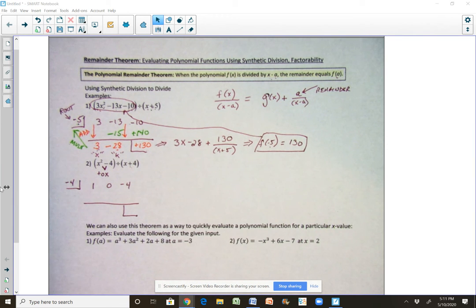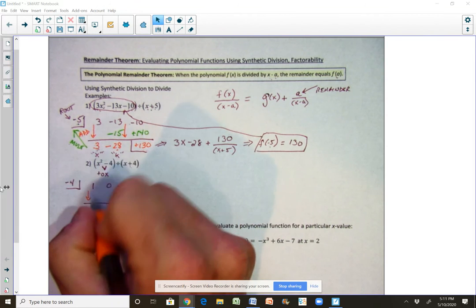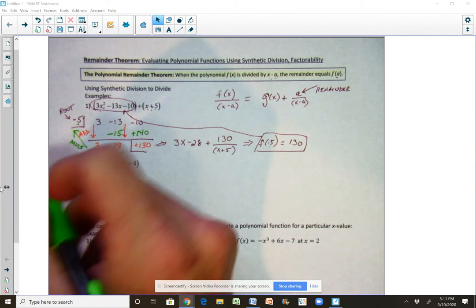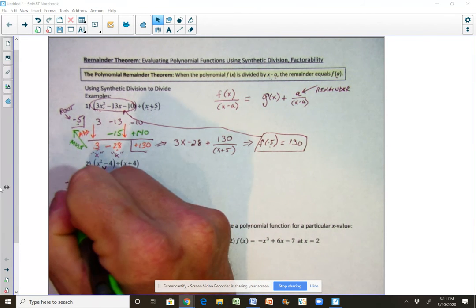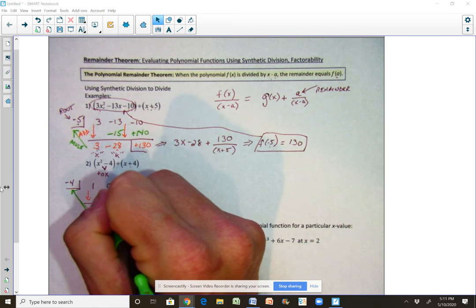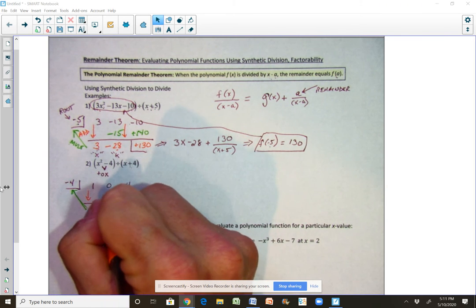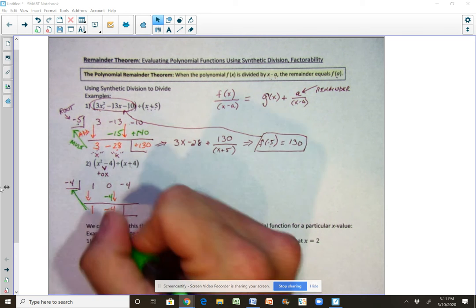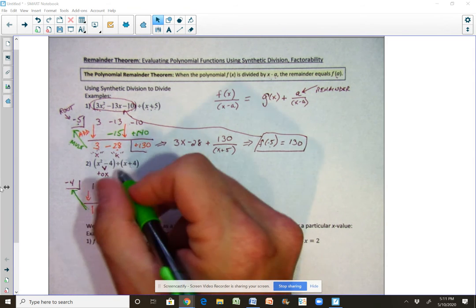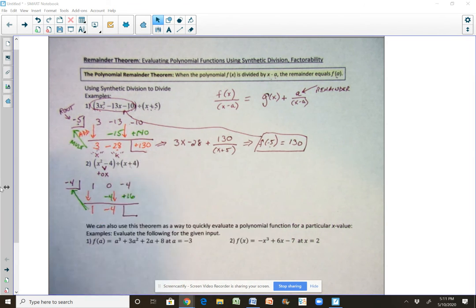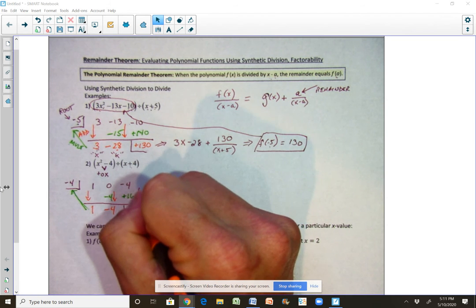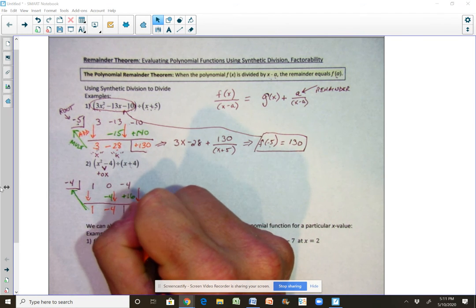I can use the same process that I was doing before. So if we add straight down, we get 1. And then if we multiply diagonally, right, that goes this way, we get negative 4. And then again, if we add straight down, we get negative 4. And if we multiply diagonally, negative 4 times negative 4 is positive 16. And then again, if we add straight down, this is going to add up to positive 12.